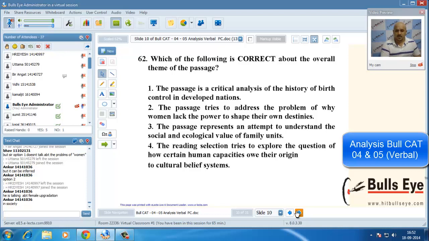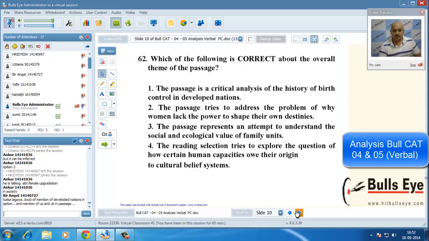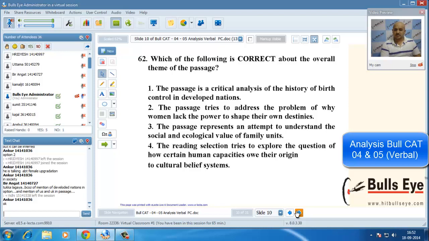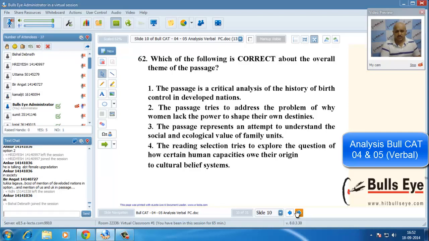Tries to address the problem of why women lack the power to shape their own destinies. He just goes beyond the scope of the passage. It does not mention, A, developed nations. B, does not mention birth control. So that is why option number two is ruled out. Always remember one simple rule. Pick options which are diplomatic in nature. Option number two is not a diplomatic answer option. It's an extreme answer option. So avoid those. For questions such as main idea, main point, central point, diplomatic answer options work best. So those are the options that do the maximum justice for the question.